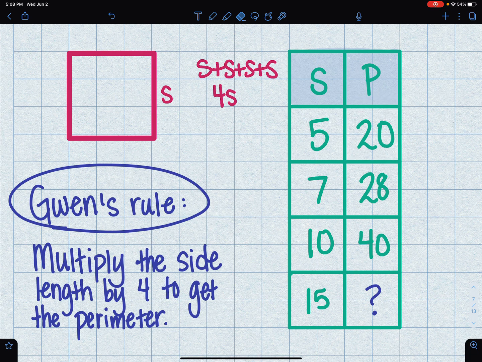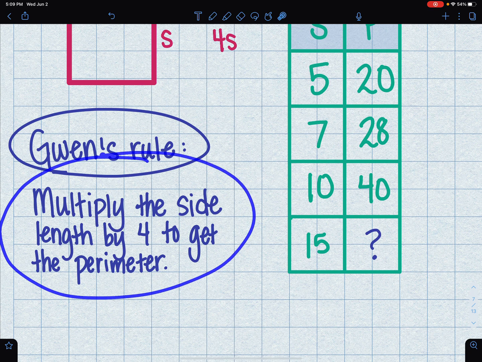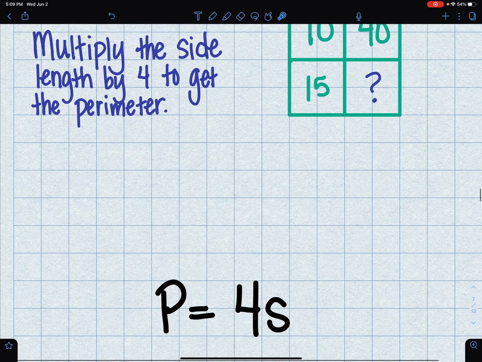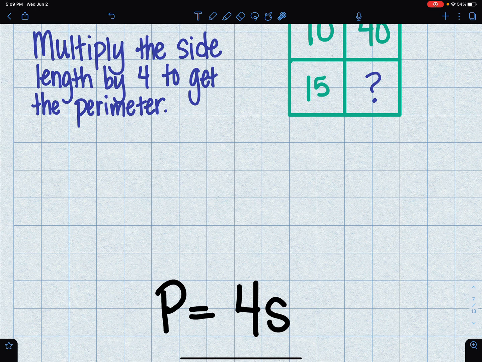Whoops, didn't mean to erase that, but there we go. All right. And if the side of the square is 7, the perimeter is going to be 28. If the side of the square is 10, 10 plus 10 plus 10 plus 10, or 10 times 4 is 40. So Gwen's rule is multiply the side length by 4 to find the perimeter. Another way to state Gwen's rule is this. The perimeter is equal to 4S, or 4 times the side length.